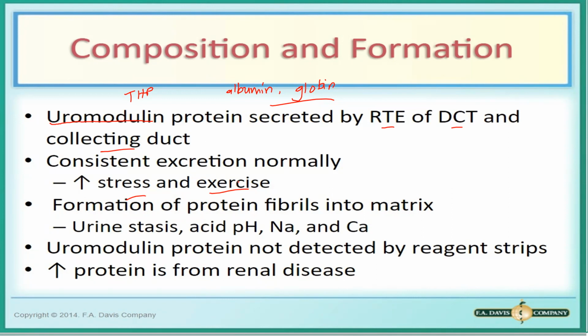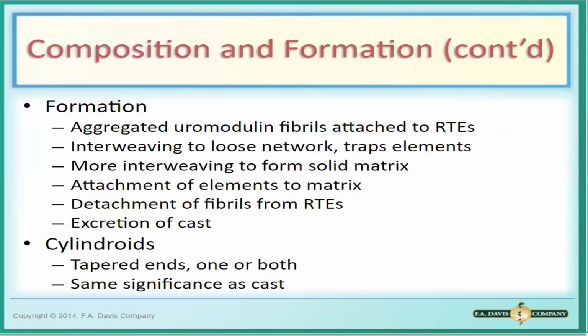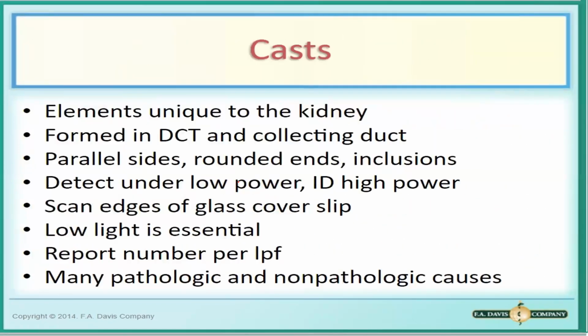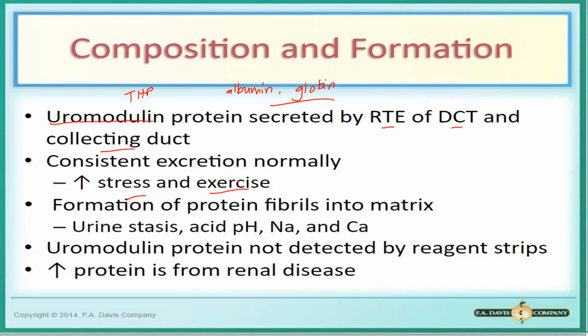Contributing factors in the formation of casts of Tamm-Horsfall protein: urine stasis, pH, and electrolyte and protein constituents of your urine. Ito pala: urine stasis, acidic pH, and electrolyte component ng inyong urine.